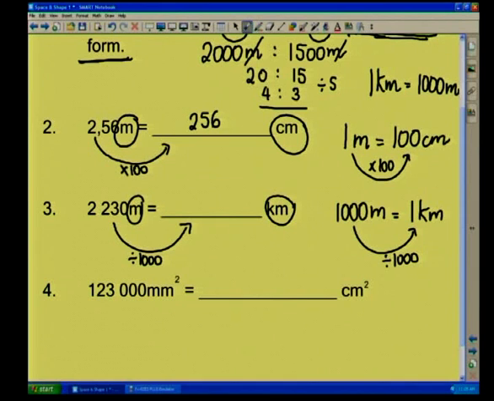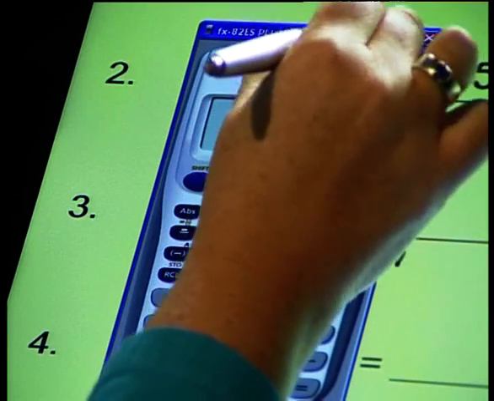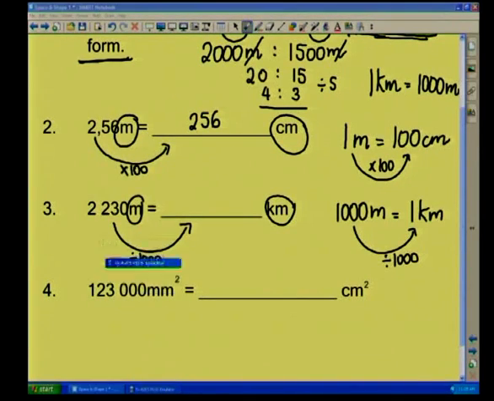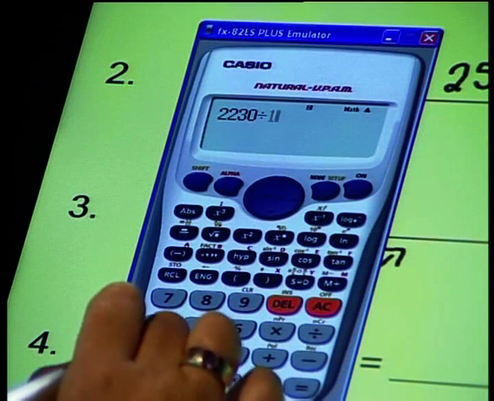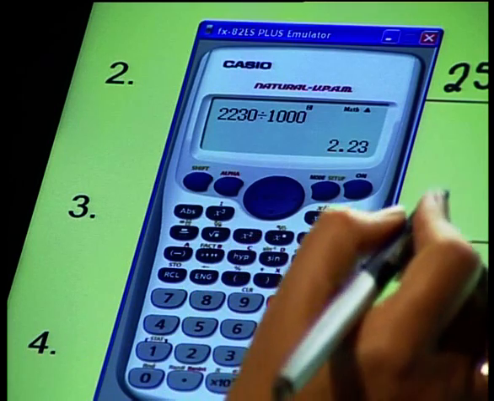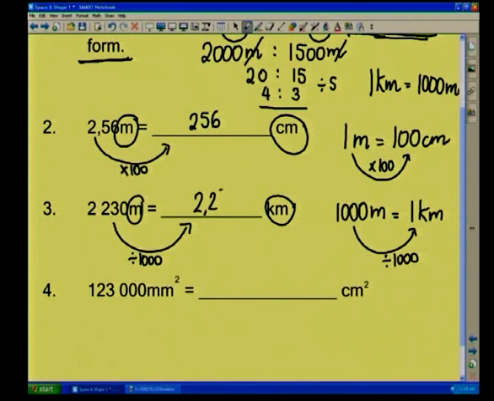Let's use our calculator so we don't make any careless mistakes with decimal places. So it was 2230 divided by 1,000 is equal to 2.23. Please note that if I had to divide by 1,000, I could put a 0 at the end there, but it's not necessary.